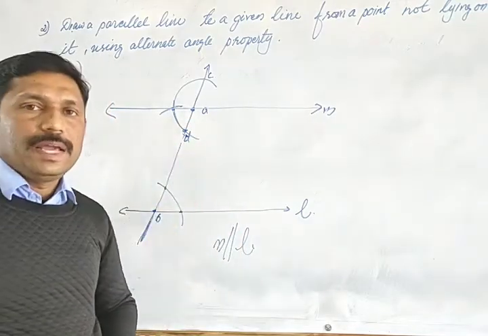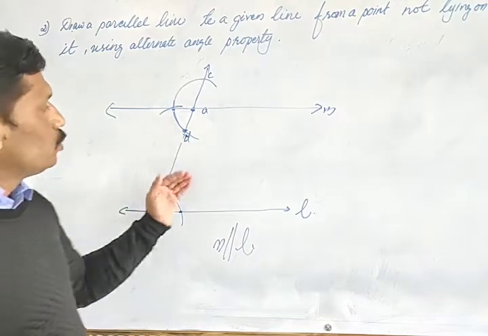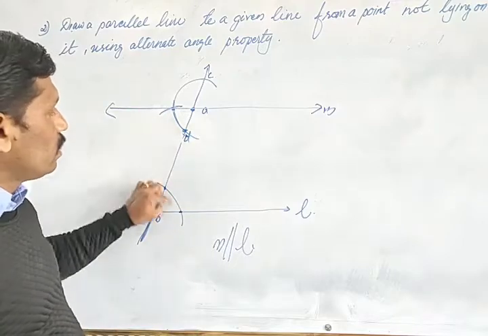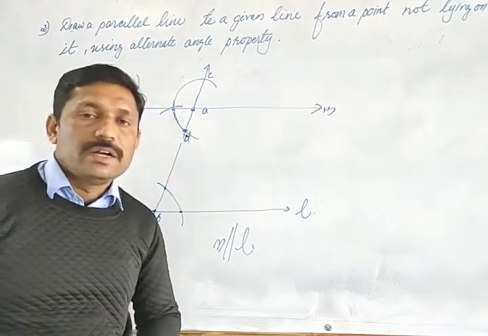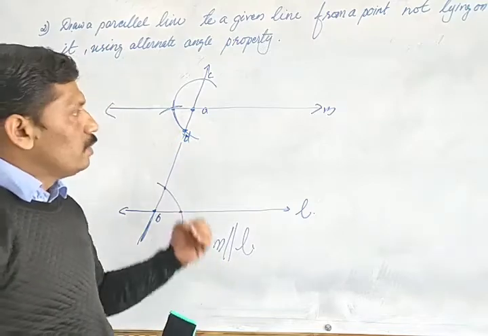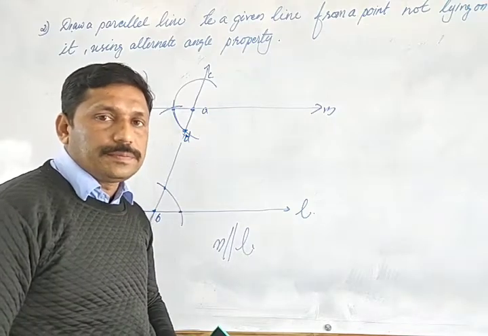So in this way we can make a parallel line to a given line using interior alternate angles. These two angles are alternate angles, and they are interior alternate angles. So using this interior alternate angle property, we have studied how to make a parallel line to a given line.